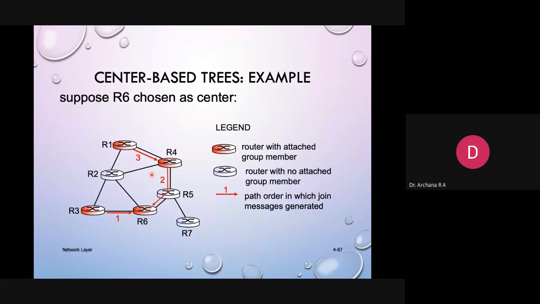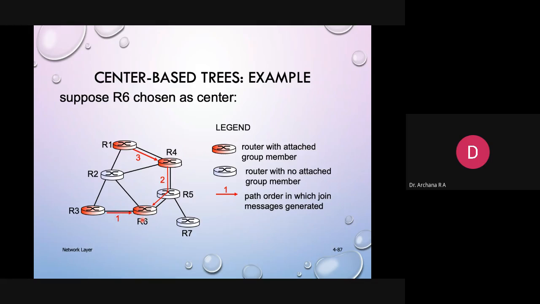So here you can see, suppose R6 is chosen as the center, where it may be reachable to all other nodes. Now at the edge nodes, each one is going to send a message to the router.